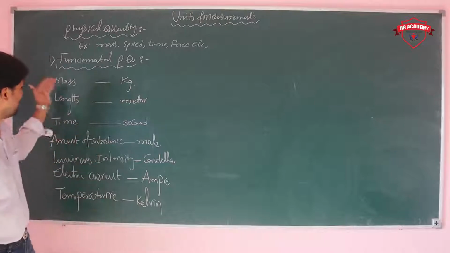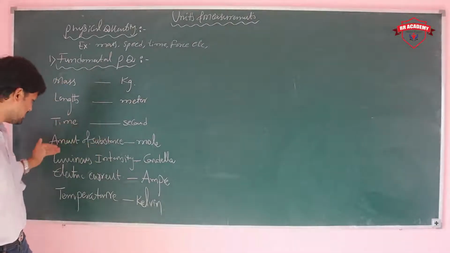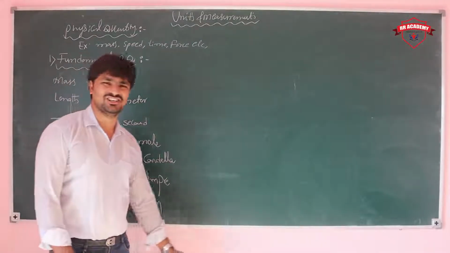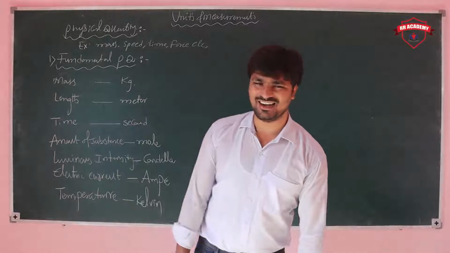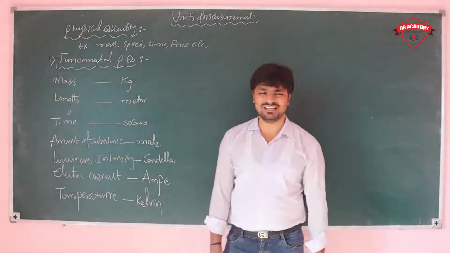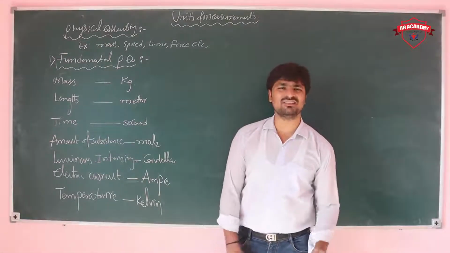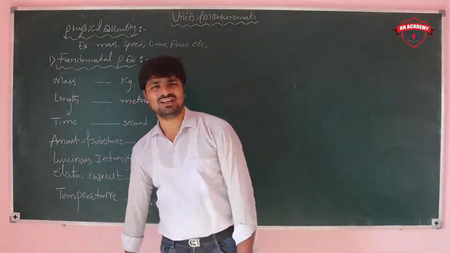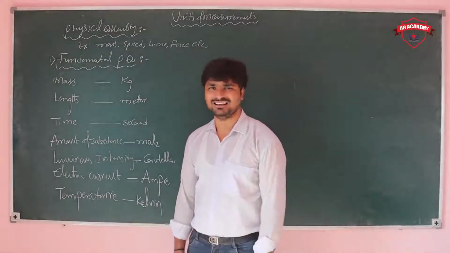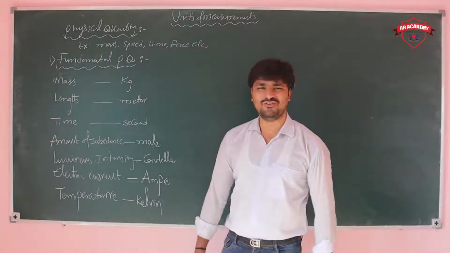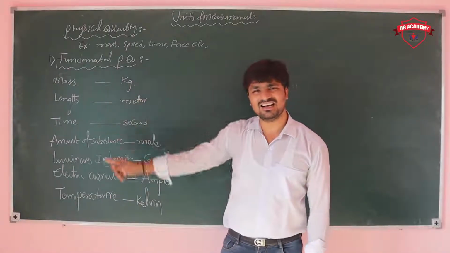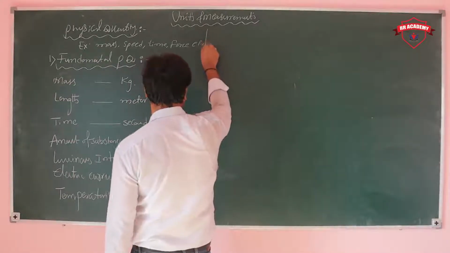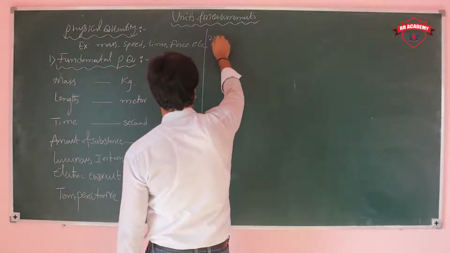So those are mass, length, time, amount of substance, luminous intensity, electric current, and temperature. These are the 7 fundamental physical quantities, the physical quantities which are independent of other physical quantities. These are 7 types. Next, the second category is derived physical quantities.